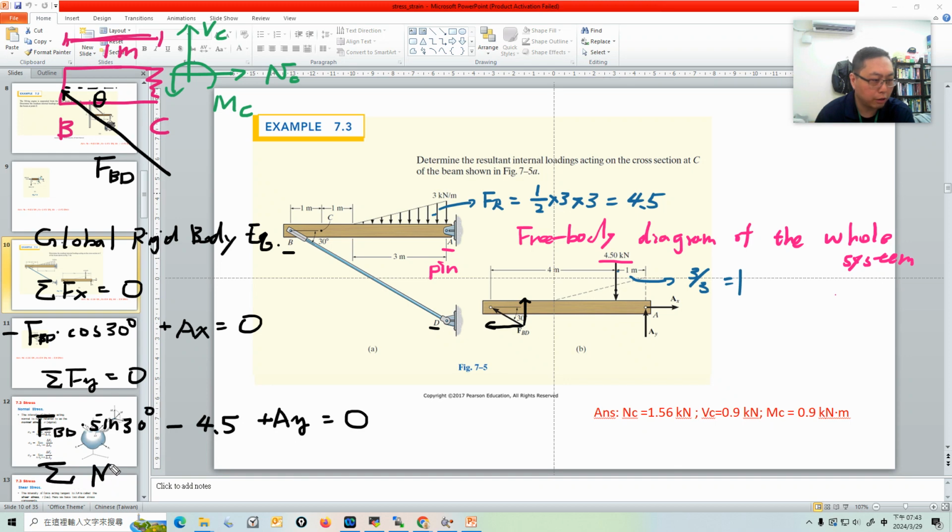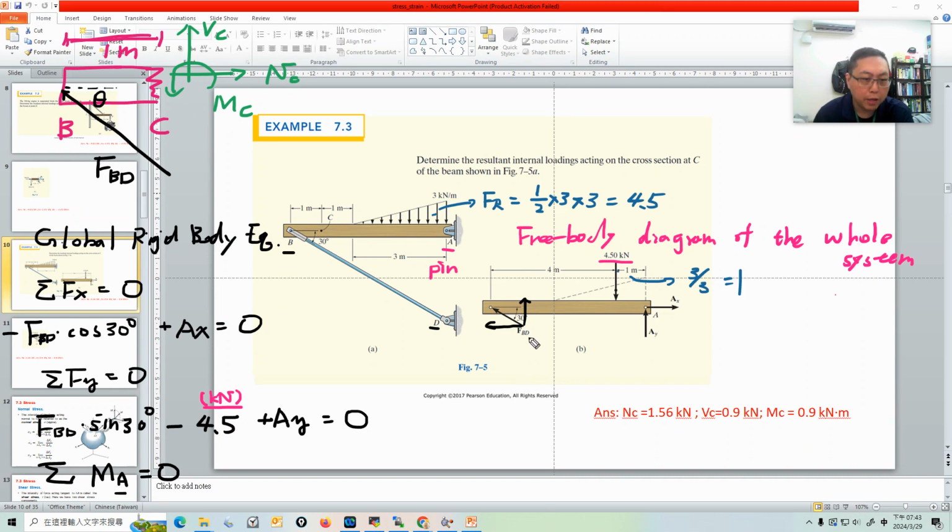So finally, we choose A as a reference point to calculate the total moment of the system. It must be 0. One thing I have to note, be careful: the force unit here is kilonewton. Make sure you know it's kilonewton. Let's continue. For reference point A, we don't have to consider the moment created by Ax and Ay.